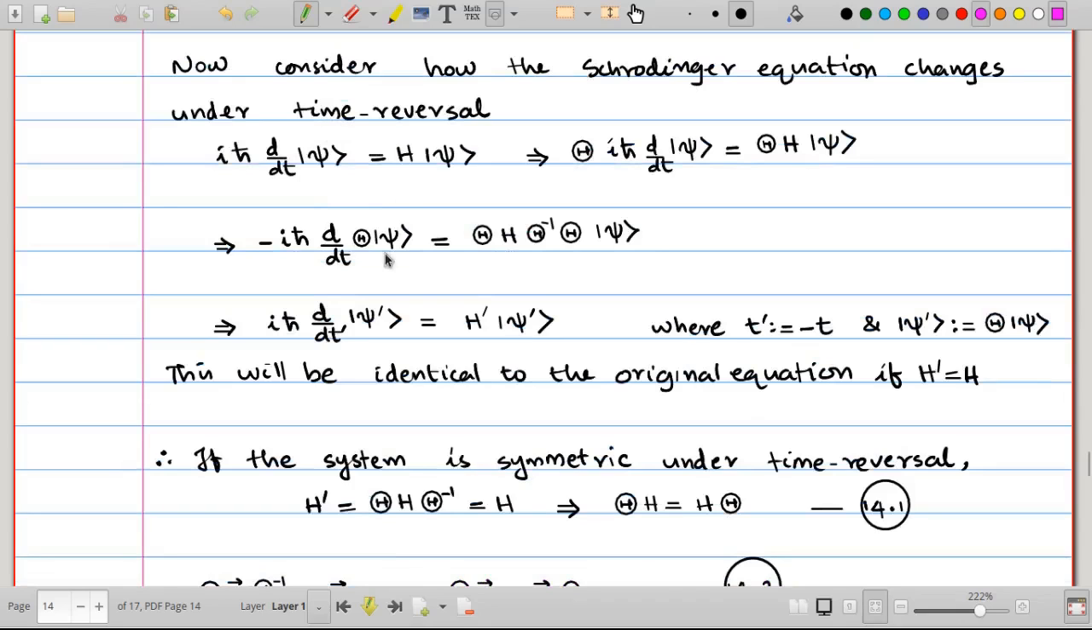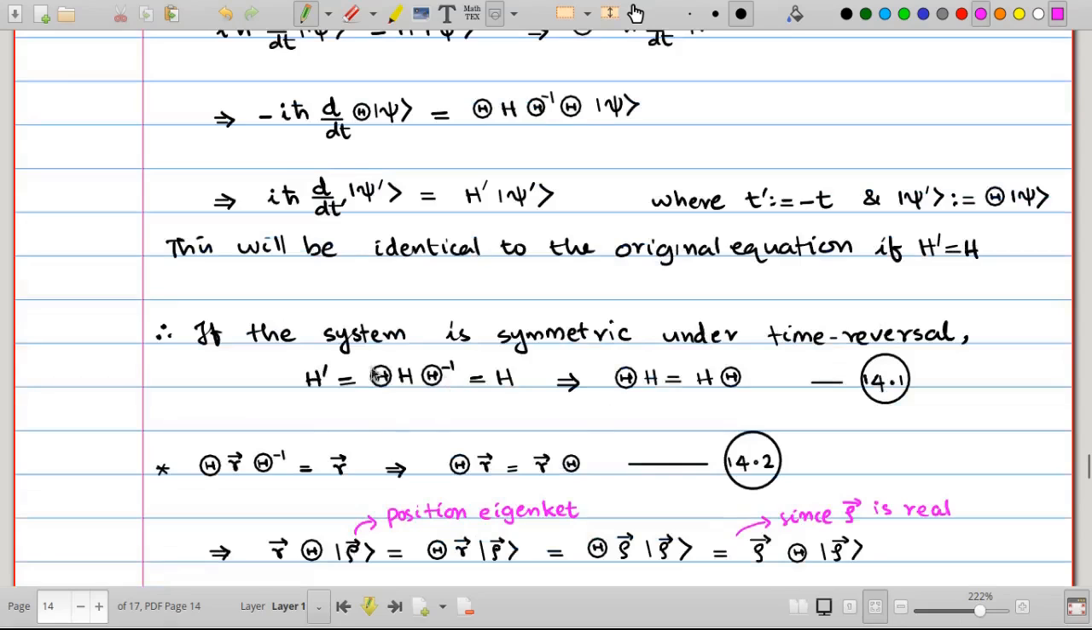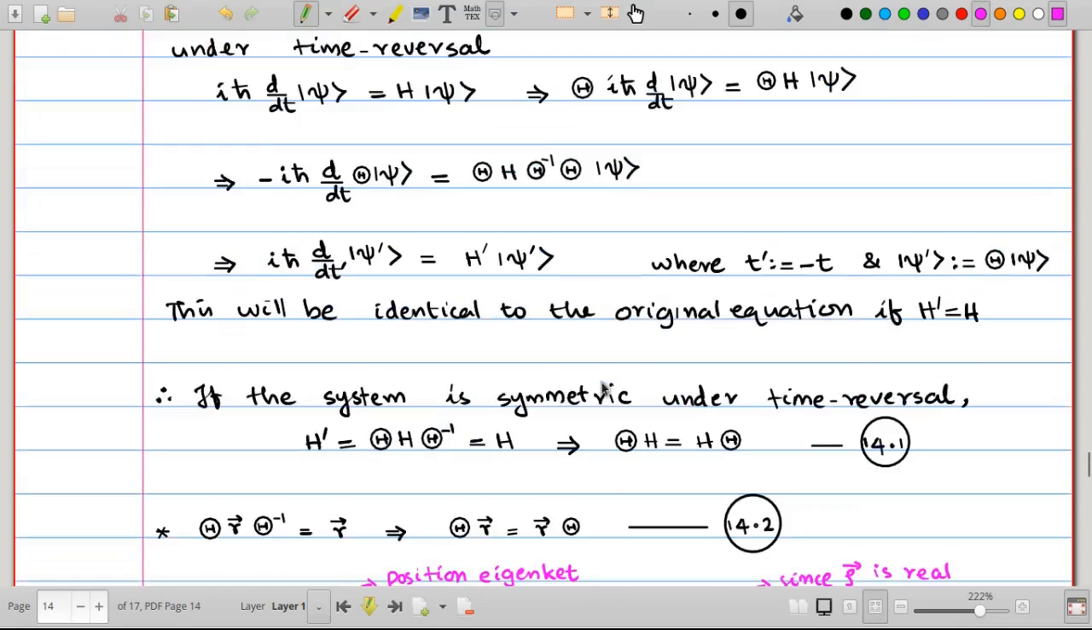So this happens when the transformed Hamiltonian is the same as the original Hamiltonian, which means H dash, which is theta H theta inverse, is H. Now if you multiply it with theta on the right hand side, one gets theta H is equal to H theta. So if the time reversal operator theta commutes with the Hamiltonian, then the system has a time reversal invariance or time reversal symmetry.